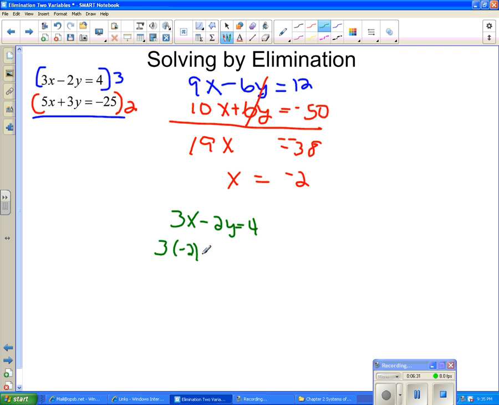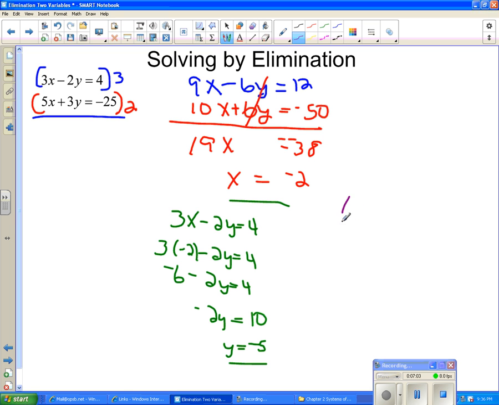just like that. So 3 times negative 2 minus 2y equals 4. So now I can just solve for y. 3 times negative 2 is negative 6, so negative 6 minus 2y equals 4. I can add 6 to both sides and get a negative 2y equals 10. And then I can divide by the negative 2 and get y equals negative 5. So I have solved for my x. I have solved for my y. I know that my solution is going to be negative 2, put the x first, comma, negative 5. And again, you should check it real fast.